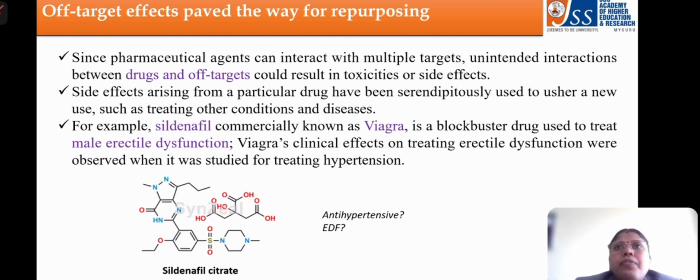Sildenafil is well known for reducing hypertension. Originally it was intended for the treatment of hypertension. One of its off-target effects is that it is used for the treatment of male erectile dysfunction. We know it very well as Viagra, which was initially found by Pfizer. So here the original intention was anti-hypertensive, but the off-target effect of sildenafil led to the male erectile dysfunction treatment. So the off-target effects paved the way for drug repurposing.